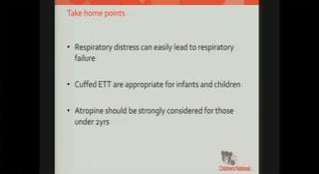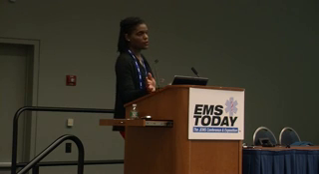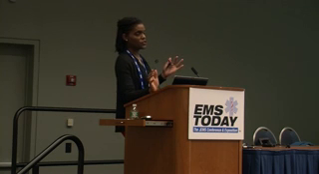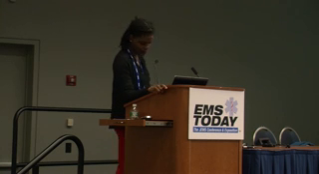Some take-home points: respiratory distress can lead to failure if not managed appropriately. You can use cuffed tubes, and atropine should be strongly considered for kids under 2, especially kids who are getting succinylcholine and/or multiple doses of succinylcholine. Some places routinely use atropine for those under 5. Some places just use it for under 2. Some use it just for multiple doses of sux under the age of 5. So it depends on what your jurisdiction indicates.